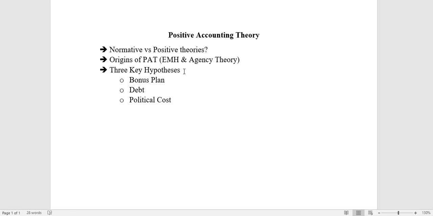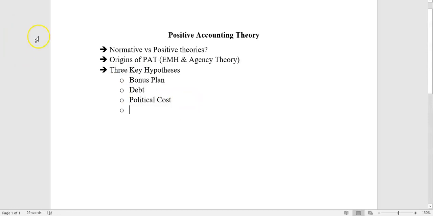And finally, the political cost hypothesis says that companies who are large and who have a lot of political attention will seek to choose accounting policies to reduce that political attention. For example, choose policies to reduce their profits, not to increase them. So different hypotheses can predict different things depending on the scenario. And we will see that today in the tutorial questions, where you will be expected to apply your knowledge of these hypotheses to a practical scenario.